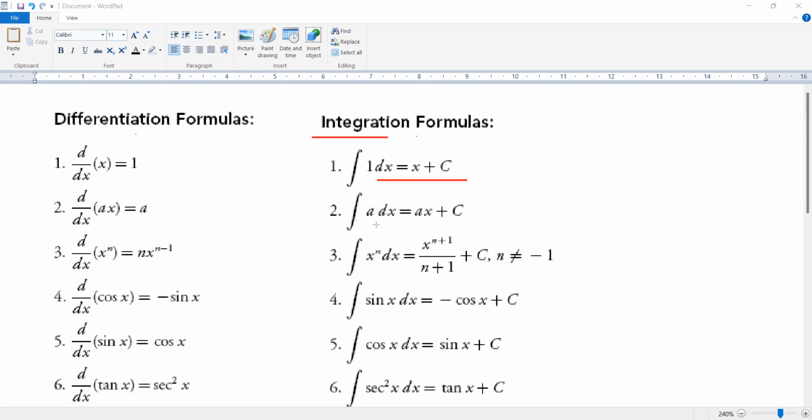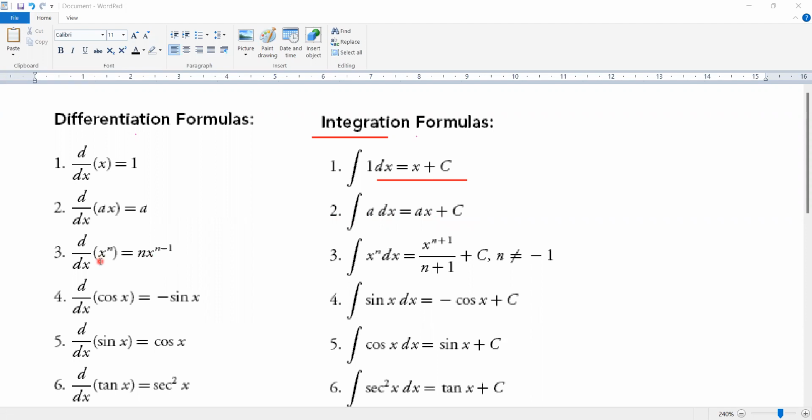Integration of a dx. A is a constant, outside the integration. Integration of dx is x. So integration of a dx is a into x plus c, where c is constant of integration.